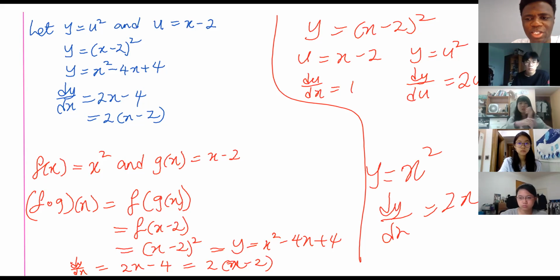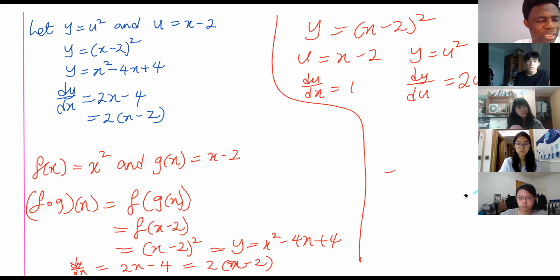Okay, so again, this is dy du. It means with respect to u. So instead of x, you are dealing with u now. It's the same thing. Does that make sense, guys? So here we will find dy du to be 2u.